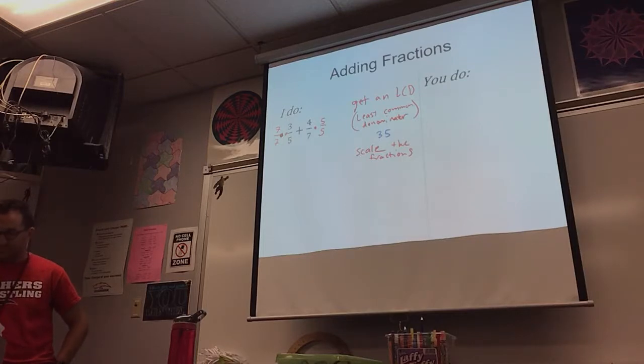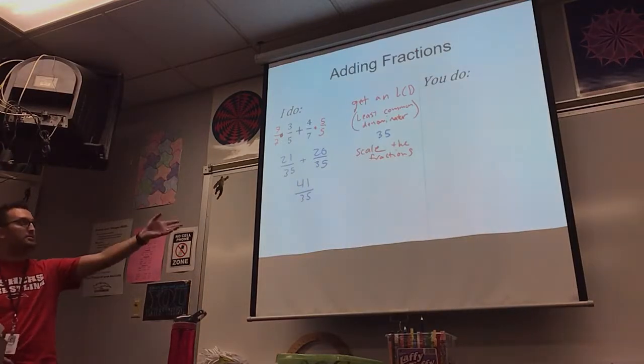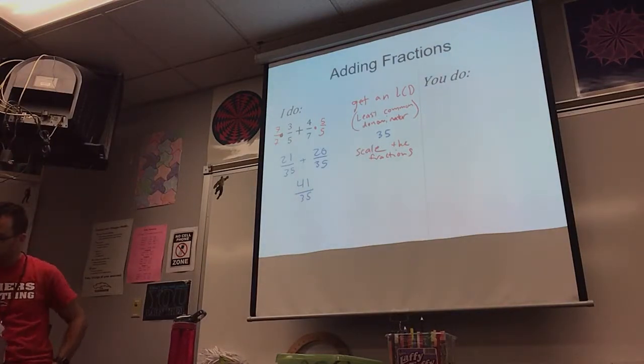So I scale those fractions, and I get 7 times 3 is 21 over 35. 4 times 5 is 20 over 35. And now I just add. 21 plus 20 is 41 over 35. That's an improper fraction, so sometimes we can leave our answer like that. Sometimes we can leave our answer in improper fraction form, and sometimes we need to simplify it to a mixed number.